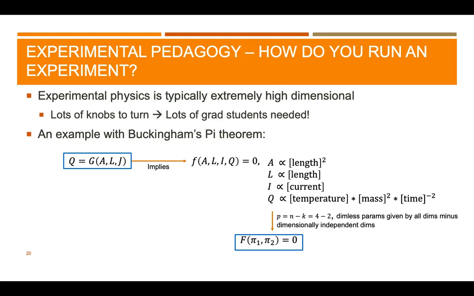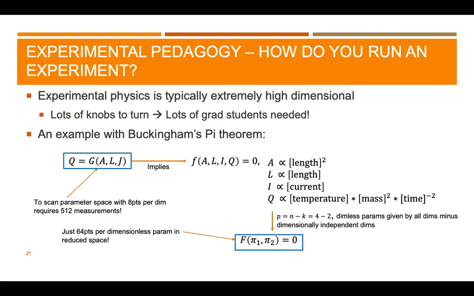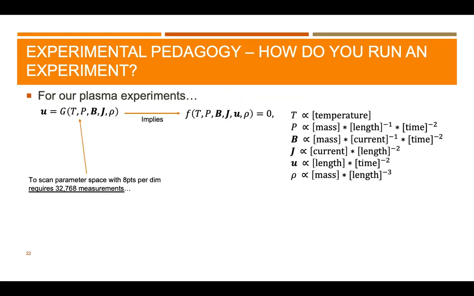So you can actually rewrite this relation in a space that relies on pi1 and pi2 instead of A, L, I, and Q. Now, if you want to scan this whole space with 8 points per dimension, you go from requiring 512 measurements to just 64, which is great. So as experimentalists, these are tricks that we have to make our work a little bit more manageable. But it doesn't always work out in our favor.